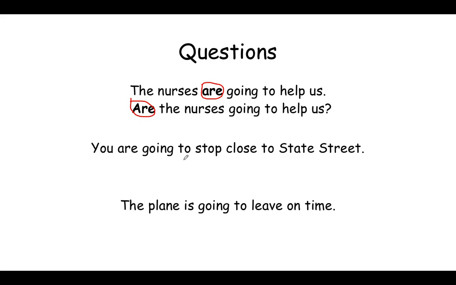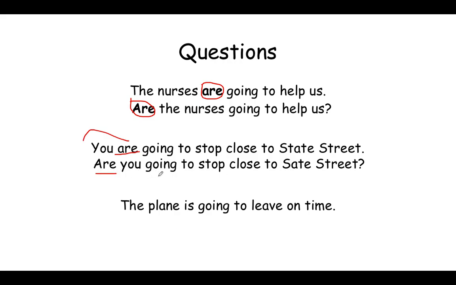You are going to stop close to State Street. So we just need to find the form of be. Where is the form of be? For this sentence, it's are, right? And to make it a question, we move it to the front of the sentence.